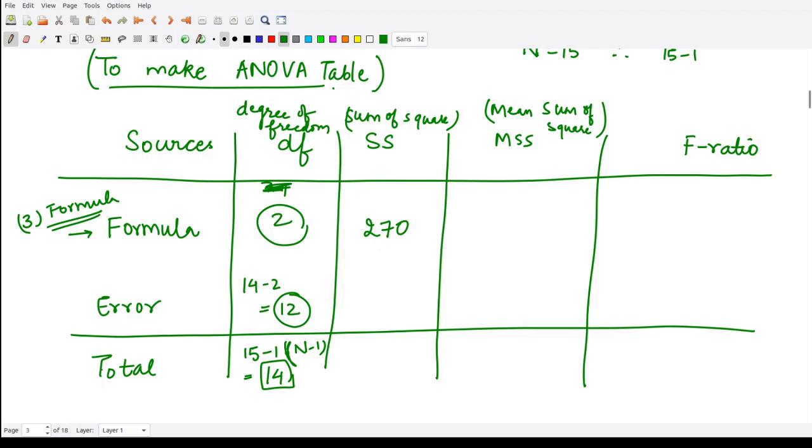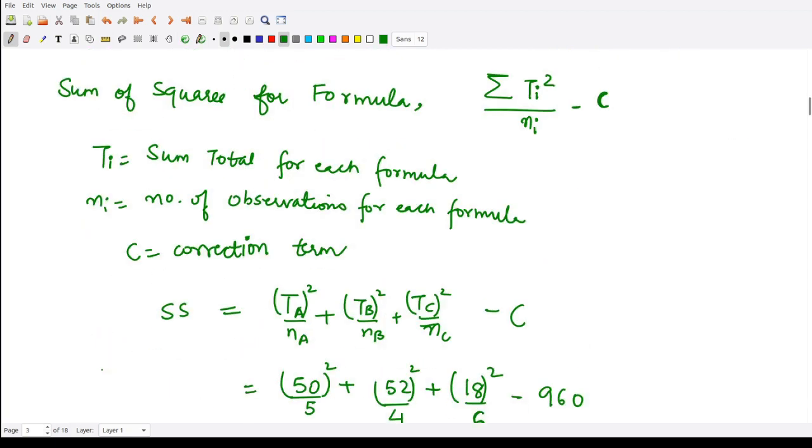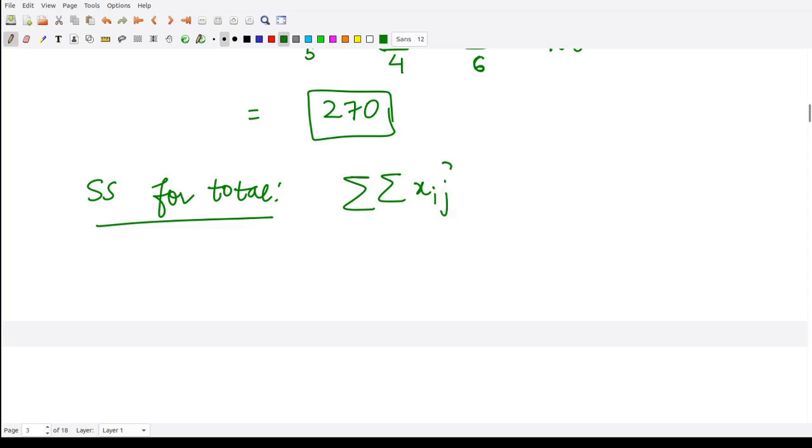Similarly, you will calculate it for total. The formula for calculating the sum of squares for total is, next we will calculate the sum of square for total. It is calculated by using the summation of xij whole square minus C. The summation varies over i and it varies over j. Now what does it mean? It means this xij is every observation that is given to you.